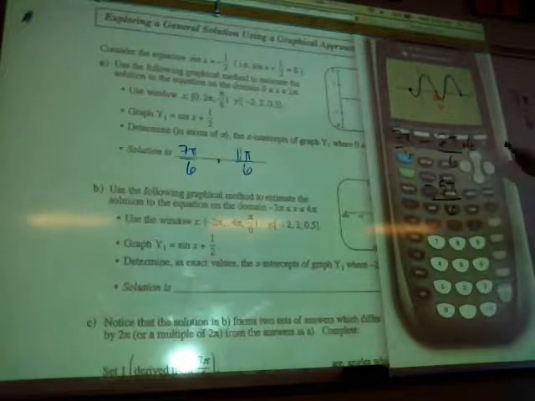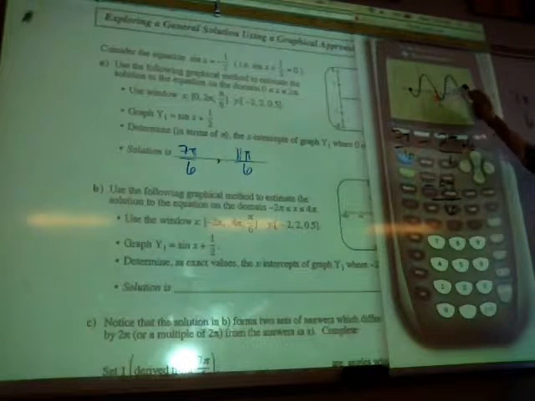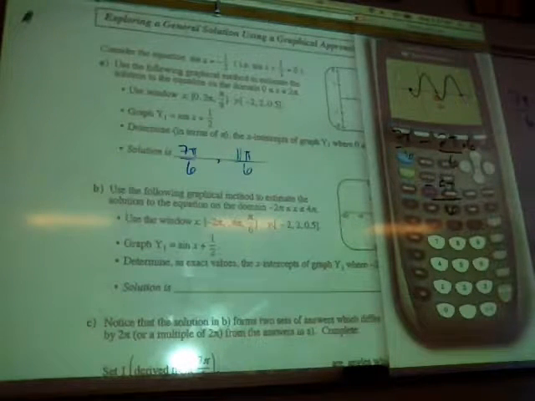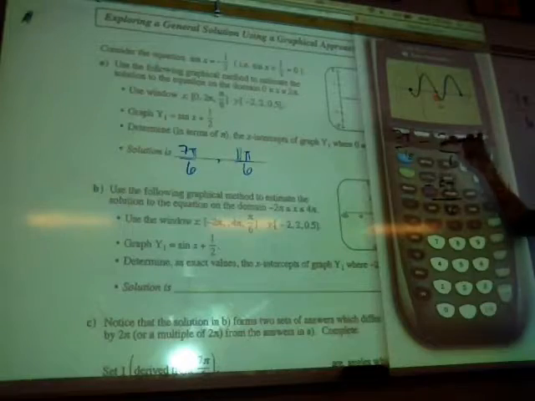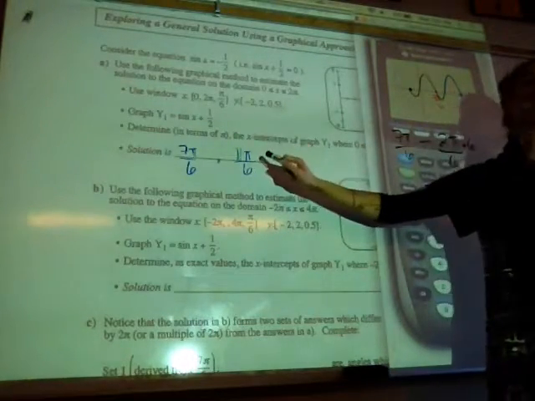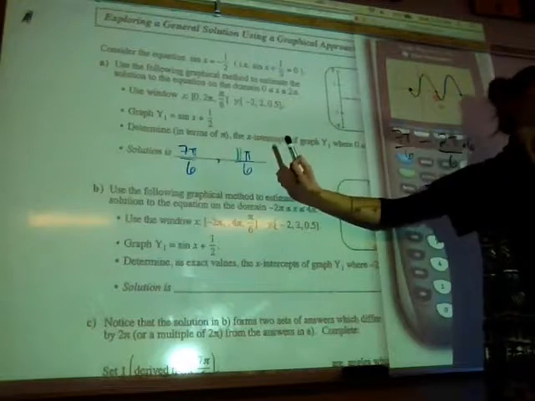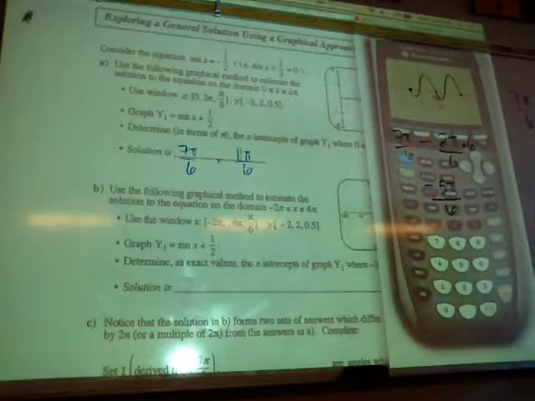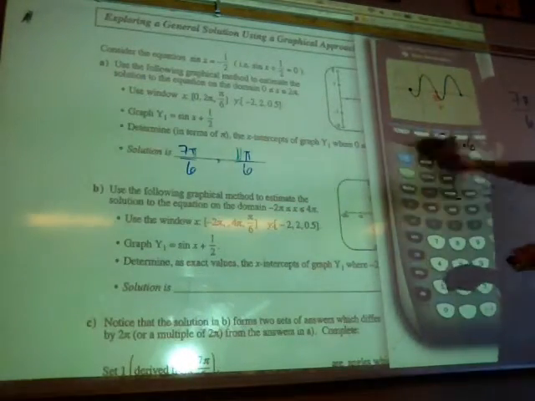Okay, but if you count in total, there's 1, 2, 3, 4, 5, 6. So we found 2 other ones from using 7 pi over 6. I can find 2 more by adding or subtracting a period from 11 pi over 6. Okay, but let's just do this algebraically.